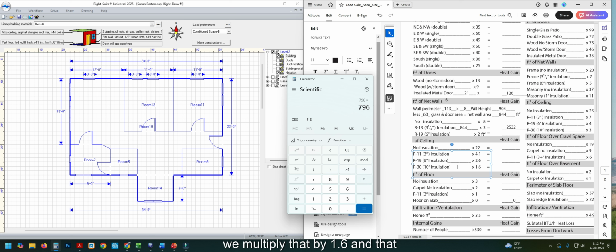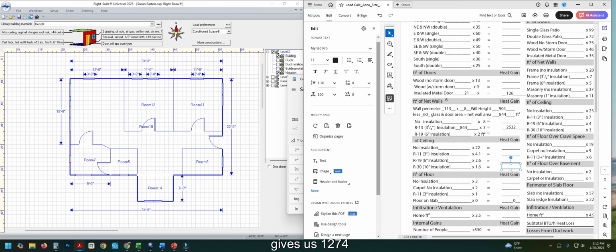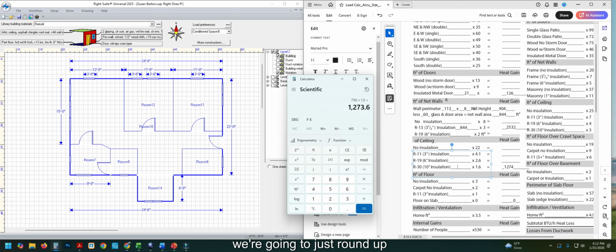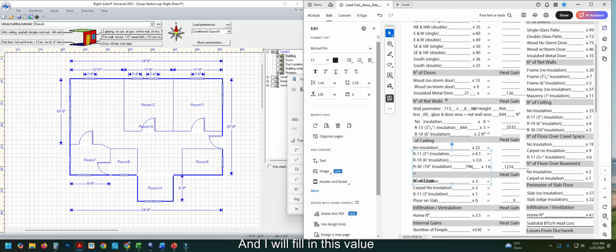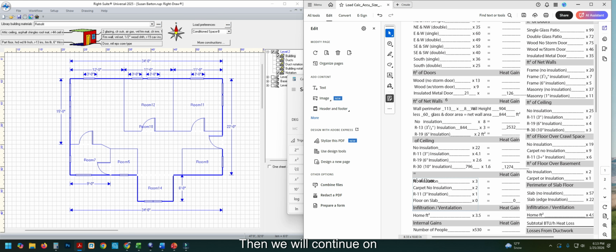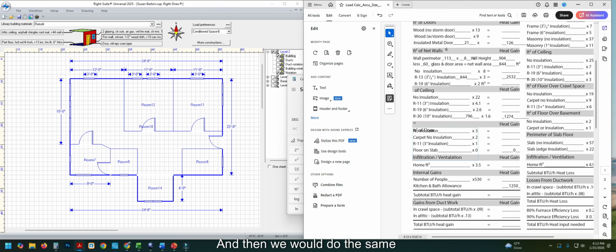We multiply that by 1.6, and that gives us 1274. We're just going to keep it easy and round up our values, so we're going to round up from the 0.6 and make it 1274. And I will fill in this value here. Then we will continue on, and so forth.